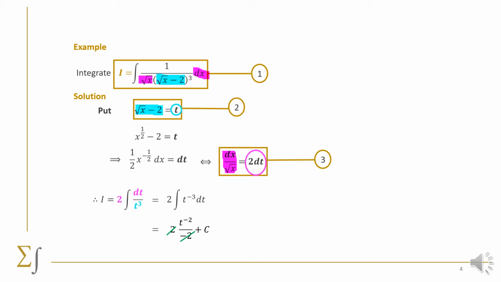Now we can cancel the 2 in the denominator and the 2 in the numerator. So we arrive at minus. Instead of t, we will replace it by square root of x minus 2, all to the power minus 2, plus c. Or equivalently, we can put it as minus 1 over root x minus 2 all squared plus c. And we move to the following example.